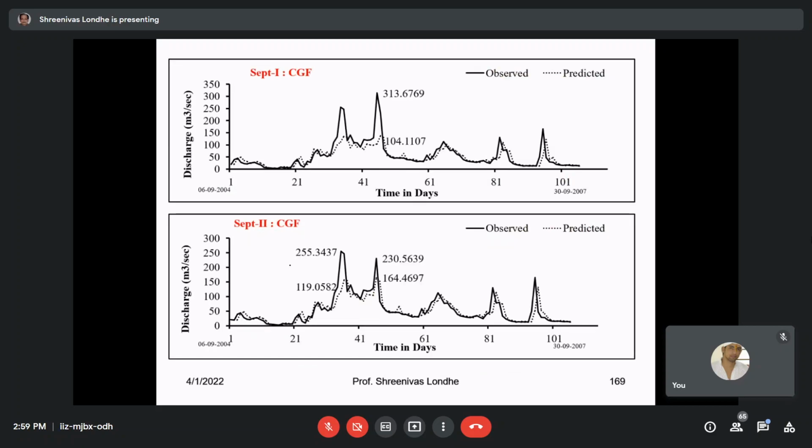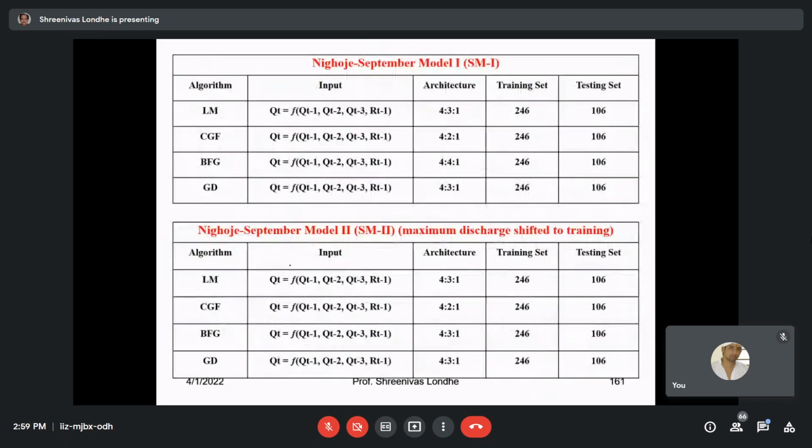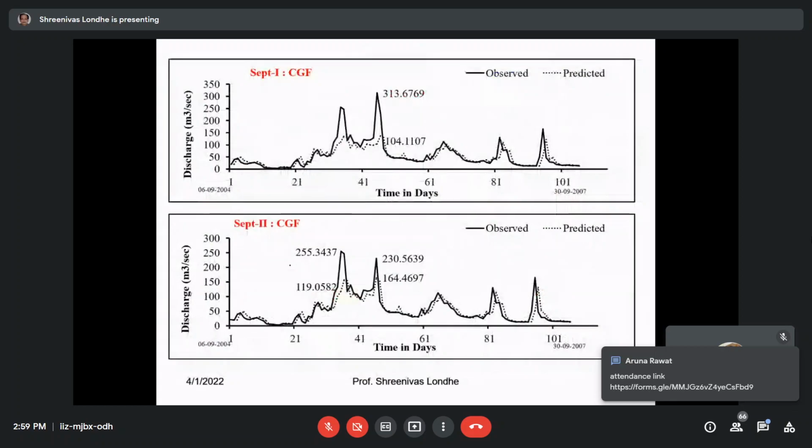You can see now September 1 and September 2. This is the case. Here you can see the results of this CGF model, how they are.